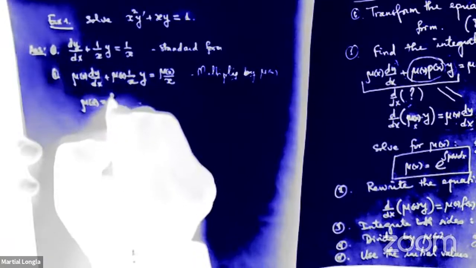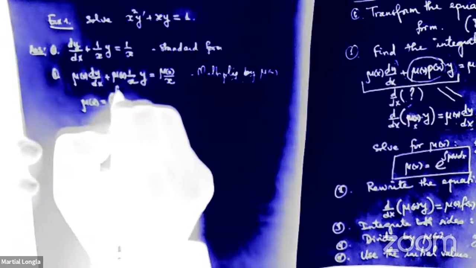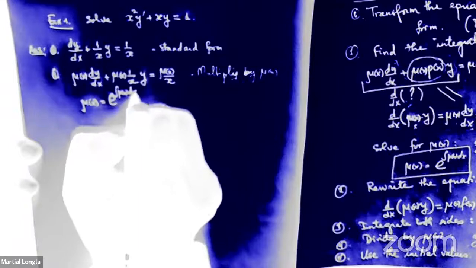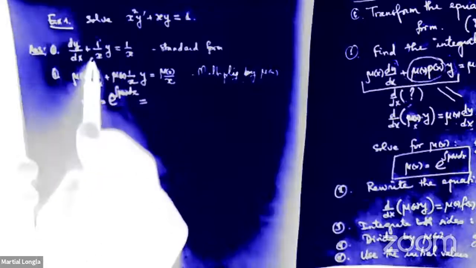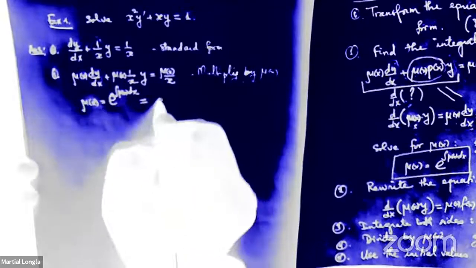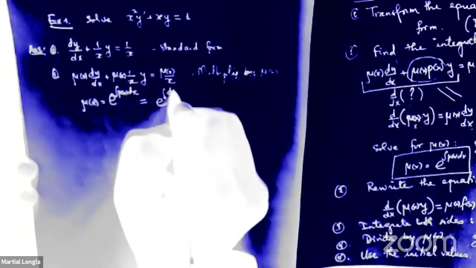You get mu of x equals e to the integral of p of x dx. And p of x is right there. That's p of x: everything that is right here in front of y, in the equation that you already have in the standard form. That's why if you don't divide, then you get it wrong. If you didn't divide, you would think that P of x is x, but that's not correct because you still have x squared here. So P of x is 1 over x. And you say that's e to the integral of dx over x.